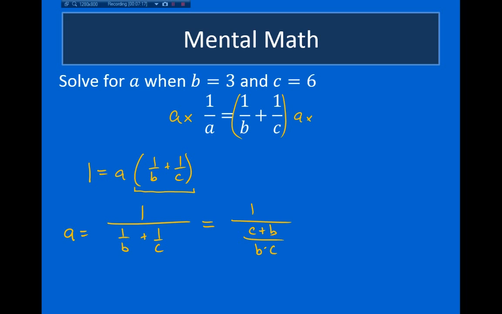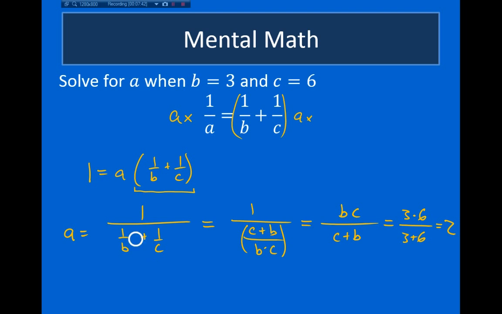And now I have 1 divided by a fraction. Remember, when you have a fraction in the denominator, you can move it to the numerator by just flipping the fraction. So we have B times C divided by B plus C. So here we've got 3 times 6 divided by 3 plus 6. This is 18 divided by 9, which is simply 2.